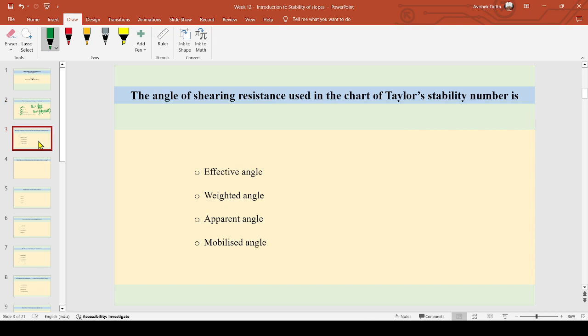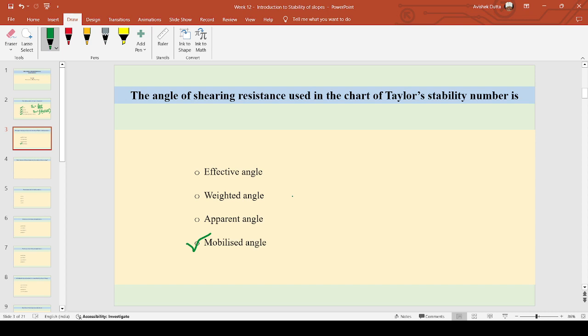The angle of shearing resistance used in the chart of Taylor stability number is the mobilized angle. It is the mobilized angle of shearing resistance. Why? Because when we apply the shear stress, the entire friction is considered to be used up by the application of the shear stress. Hence, only the cohesion stays in providing resistance to the slope against sliding.